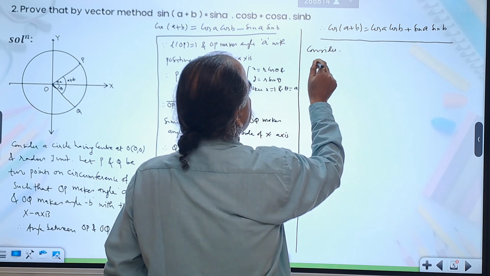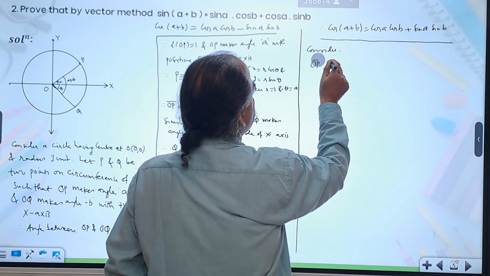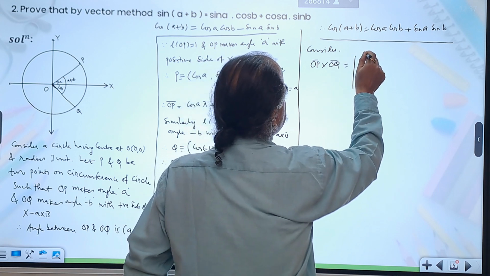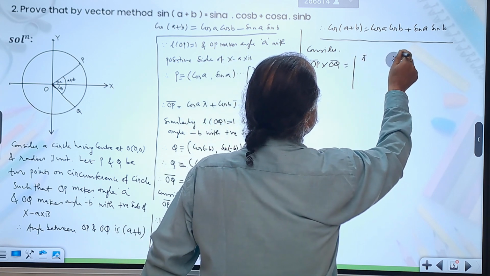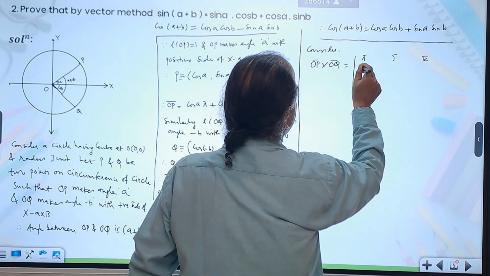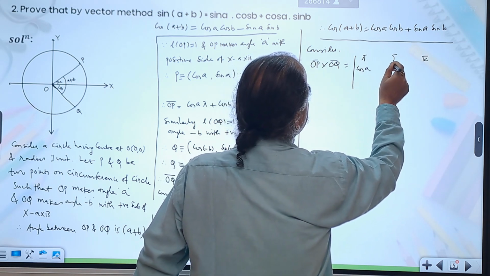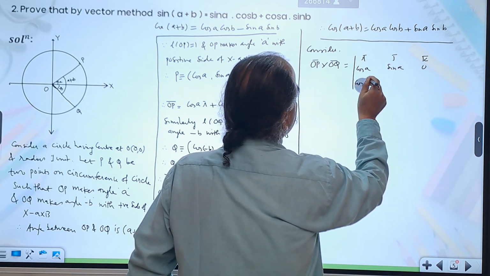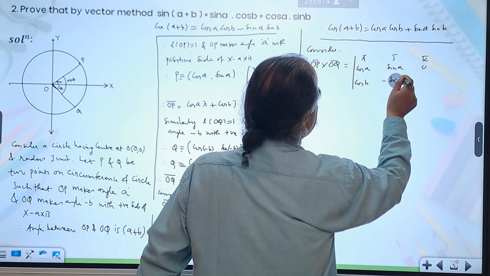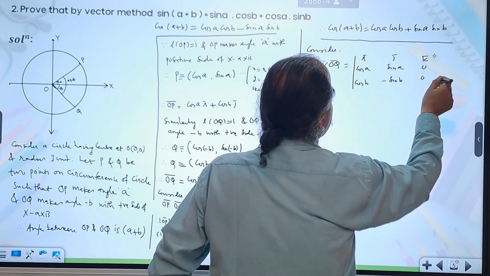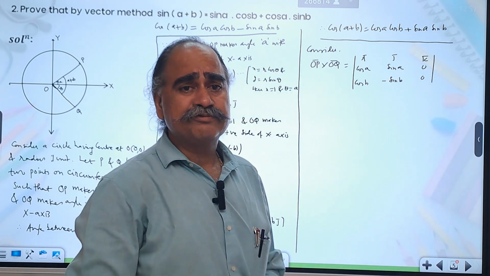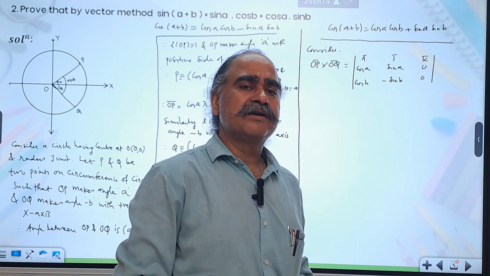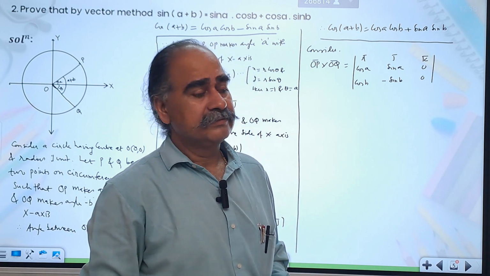Consider OP bar cross OQ bar. Determinant i j k, cos A, sin A, 0, cos B, minus sin B, 0. OP bar and OQ bar lie in the XY plane. Therefore, the unit vector perpendicular to the XY plane is what? k bar or minus k bar.